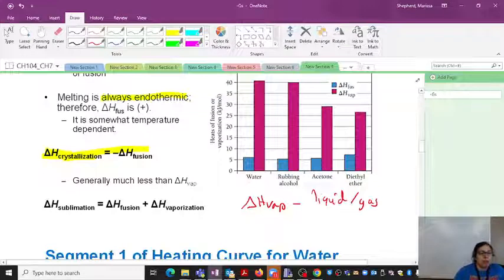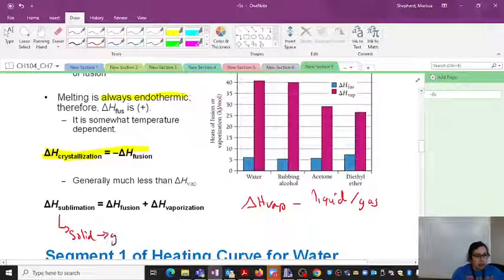Do you all know what sublimation is? Sublimation, is that where it goes directly from a solid to a gas? Exactly. So sublimation, solid to gas. If you wanted to find out how much energy it took to do that transformation, and you're not given a delta H sublimation value, then it's just the same as adding the heat of fusion plus the heat of vaporization. So for water, it'd be like 46 kilojoules per mole or something for sublimation.